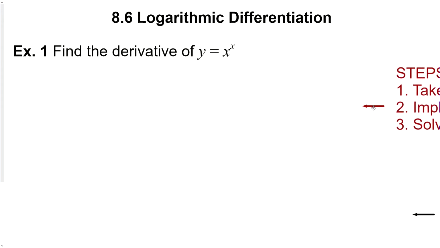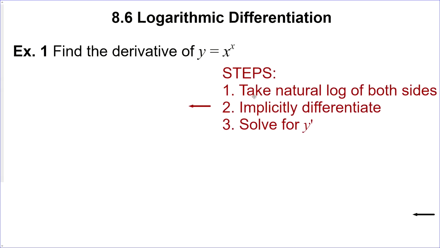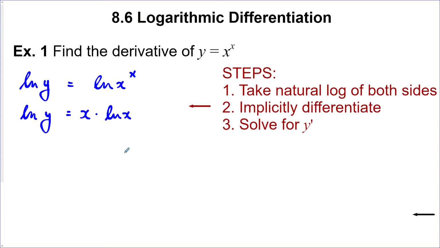So here are the steps to logarithmic differentiation. Take the natural log of both sides, then use implicit differentiation, and then solve for y prime. So we'll take the natural log of both sides, and then we can take this x out of the exponent position and make it x times the natural log of x. And now we can take the derivative of this.